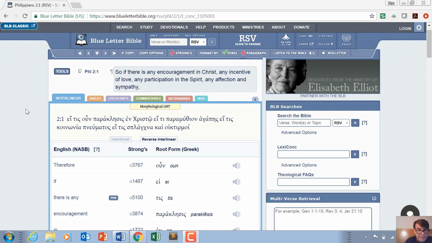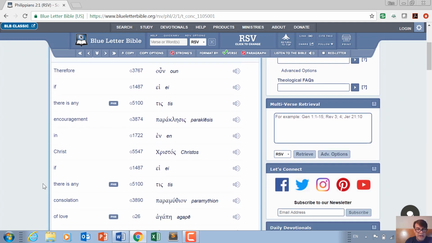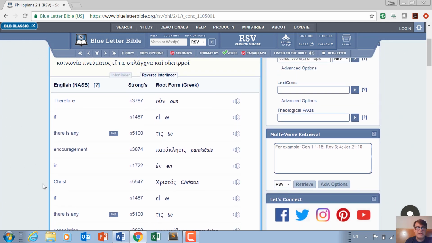You're thinking it right, but basically, oun is translated first, even though it appears third in the sequence. So therefore, this is probably the beginning of a new chapter. So therefore, if there is some encouragement in Christ, if some parathumion, I don't really know parathumion, but I know it's a good thing. If there's some encouragement, something like that. Consolation, let's go with consolation.